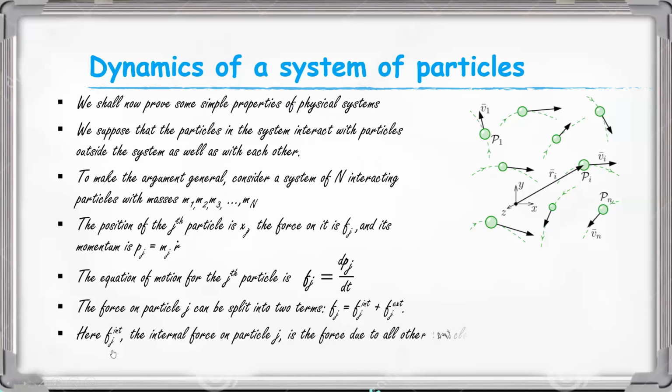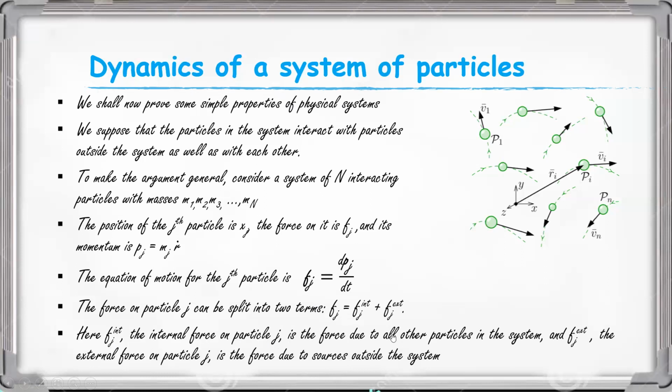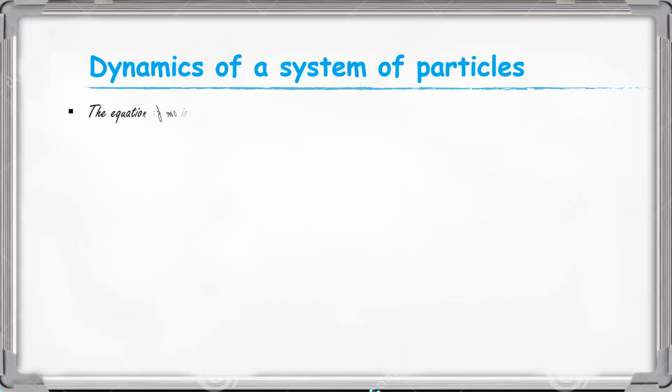Here, Fj internal is the internal force on particle j, the force due to all other particles in the system, and Fj external is the external force on particle j, the force due to sources outside the system. The equation of motion of the particle j can therefore be written as Fj internal plus Fj external is equal to dpj divided by dt.